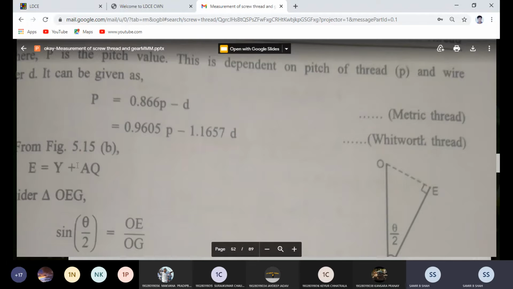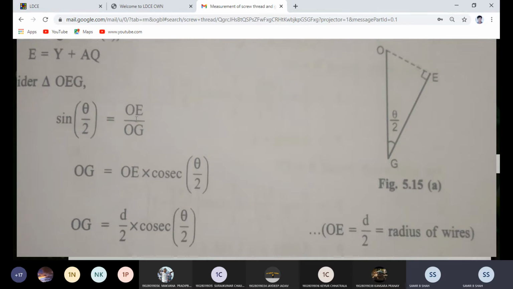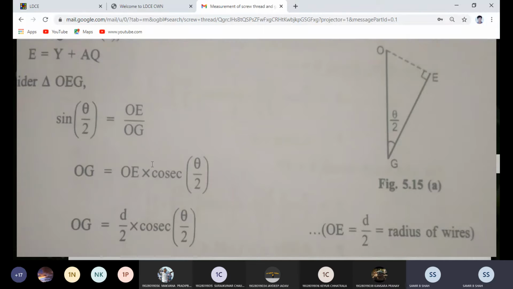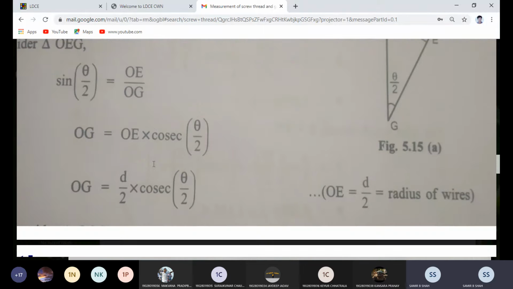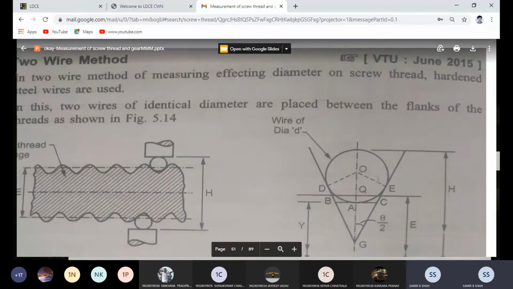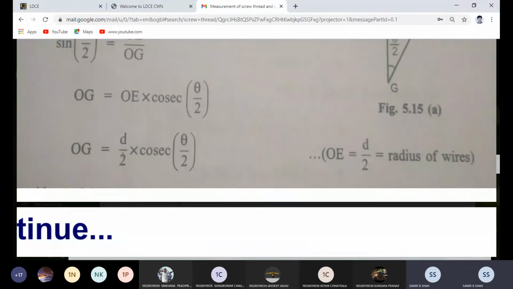Then we get this effective diameter. Okay, so sine theta by 2, as we know, is equal to, from the figure, OE by OG. So OG is equal to OE divided by sine theta by 2, so OE into cosec theta by 2. As we know, OE is the diameter of the wire, so small d. So in place of OE, I put d by 2 cosec theta by 2.